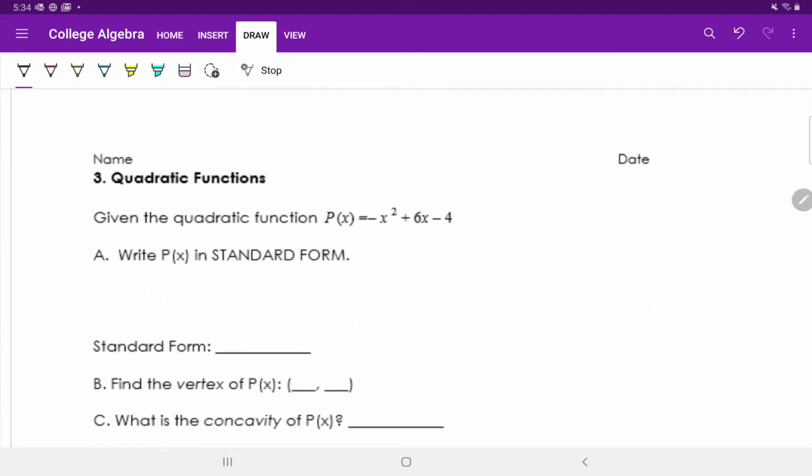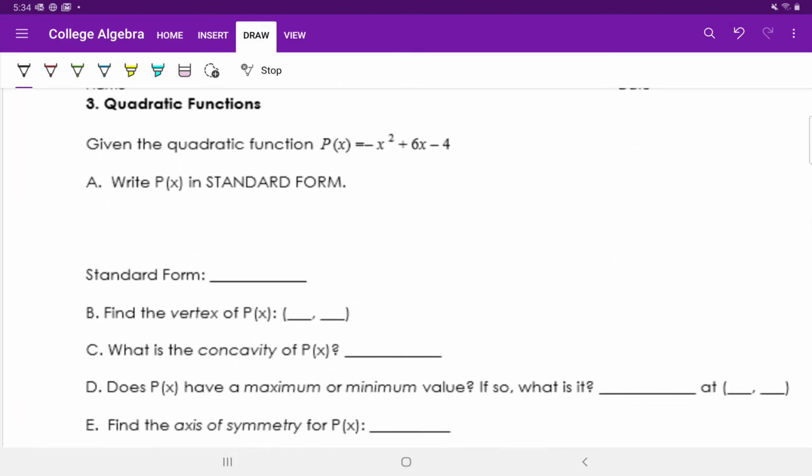Question 3 is a completing the square problem. So we start out with a quadratic equation, and we want to put it in standard form, which requires completing the square.